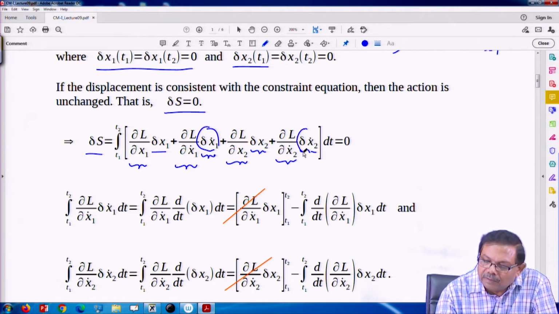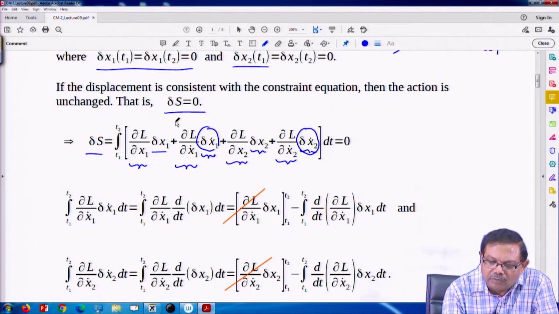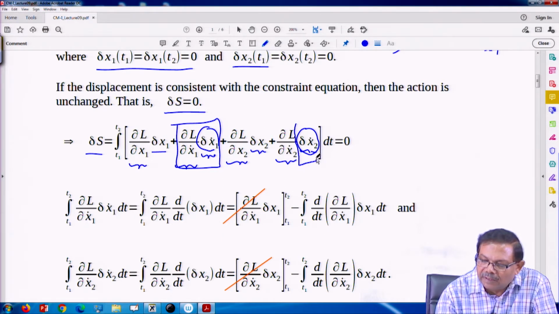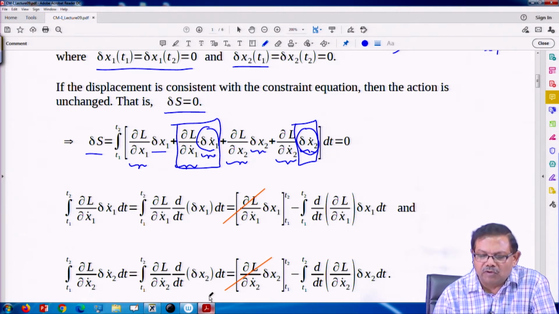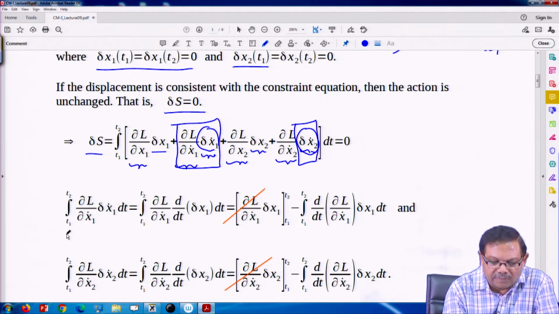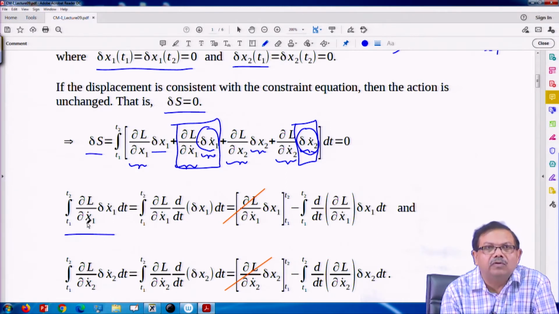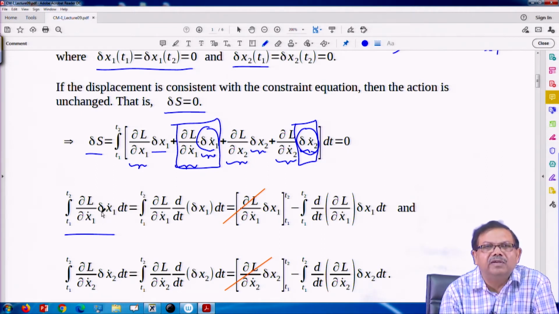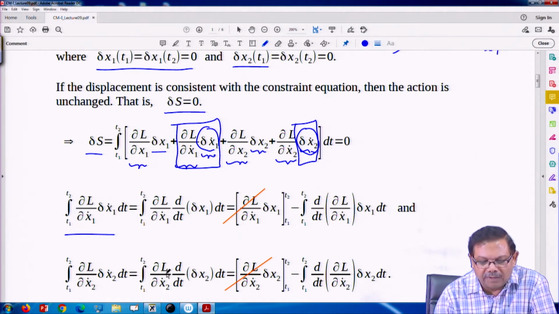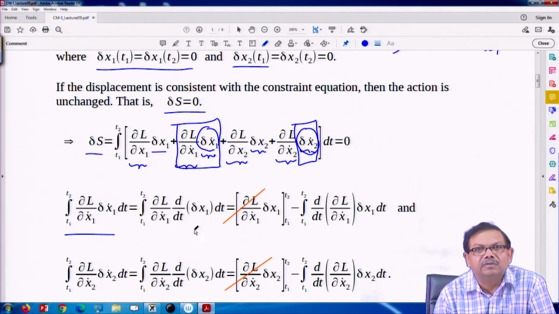So, we can now find out these two terms, the whole integral, this part where delta x 1 dot appears and delta x 2 dot appears, as we had done earlier. So, I am taking one of these. The integral of dou L dou x 1 dot, delta x 1 dot, dt, we will find out as delta, a small variation in the position and the rate of change of the position; they can be chosen independent of each other.